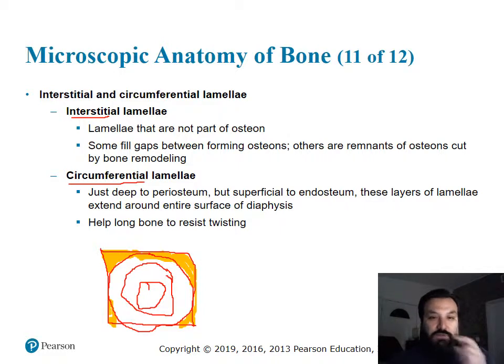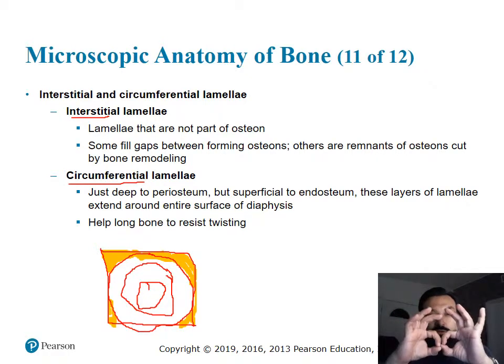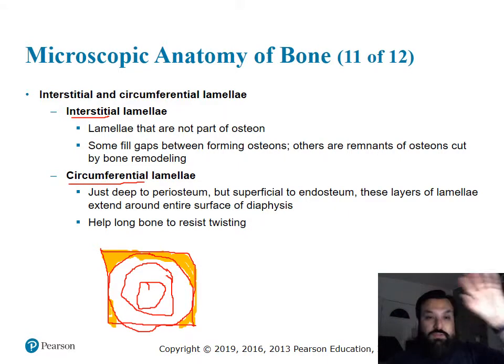This space is where we have interstitial laminae. The laminae that do not make the rings, but they fill the spaces or the gaps between one osteon and the other one. The space that's filled in between is what we call interstitial laminae. And the circumferential laminae extend around the entire surface of the diaphysis. So these surround the entire compact bone themselves. They're a big version of this here.